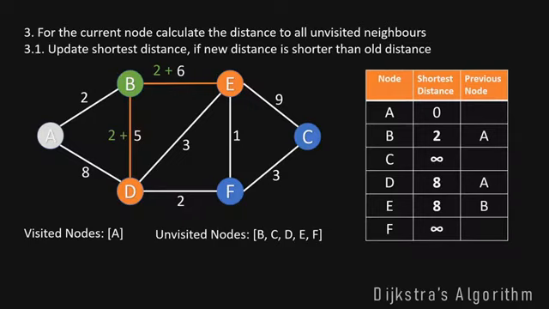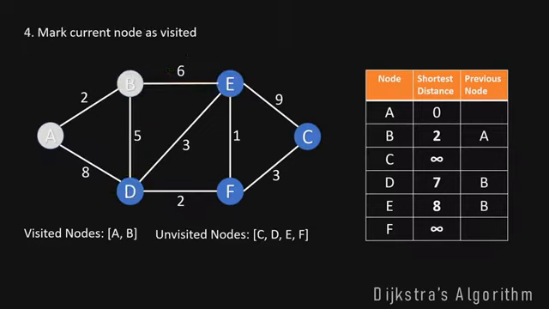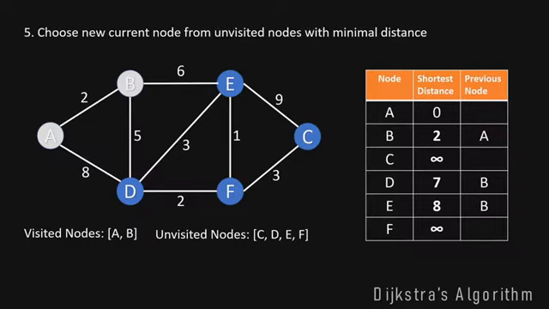And since 7 is less than 8, we set the current value for the shortest distance to 7, and we set the previous node to B. Now we are finished with B, because we visited all unvisited neighbors of B, and we can mark B itself as visited. In the next step, we choose a new current node from all unvisited nodes again, and we choose the node with the minimal distance.